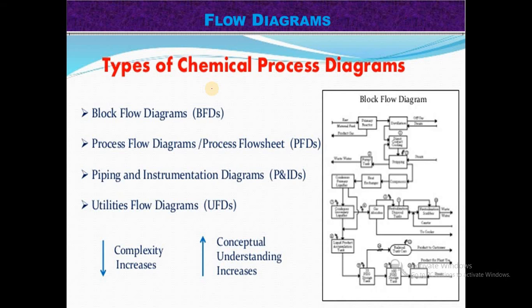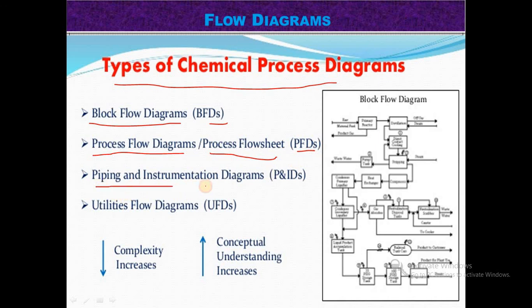Then next we will see what the types of flow diagrams are. In the case of types of chemical process diagrams, there are mainly 4 types. First one is the block flow diagram, called BFD. Then second one, process flow diagram or process flow sheet, PFD. Then piping and instrumentation diagrams, P and IDs, and utilities flow diagram, UFD. So these are the 4 main types of chemical process flow diagrams.